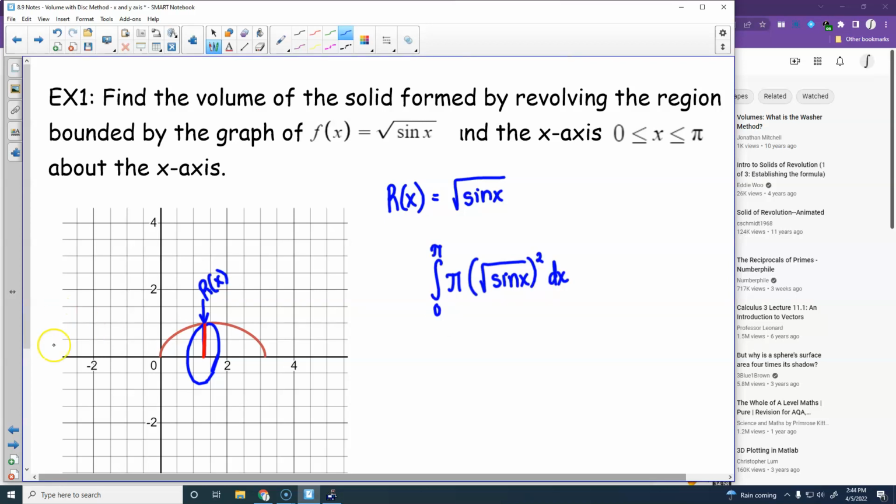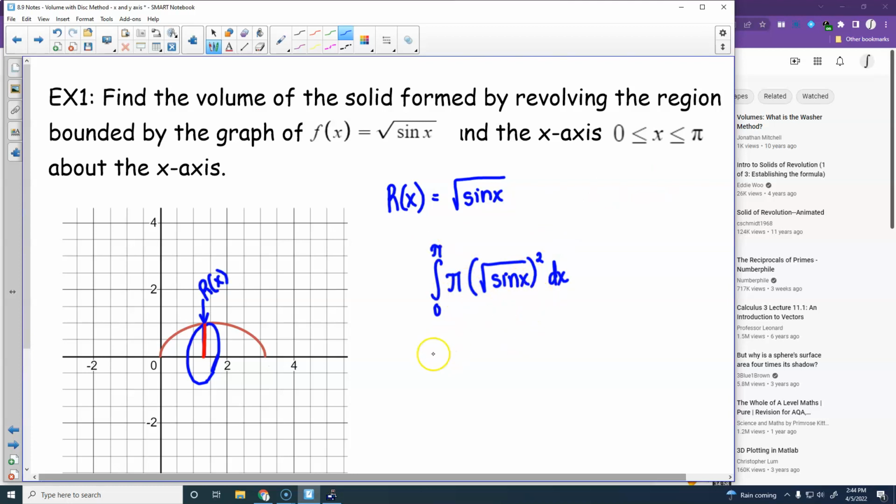So we would integrate from 0 to pi. Since this is in terms of x, we look at the x-axis for our limits. They told us this was from 0 to pi, so that's how we know that this stops right here at pi. If it didn't tell us that, we'd have to solve it.